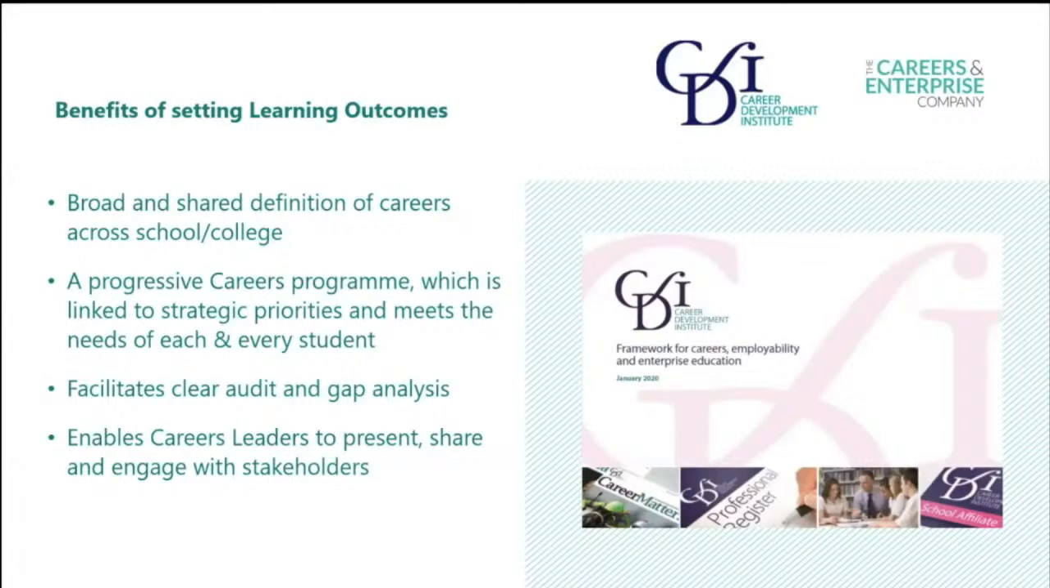So we considered in the Benchmark 1 workshop how learning outcomes provide a clear definition of careers for your particular school and college, thus allowing staff to absolutely recognise what you mean by careers. What is the specific expectation of them in terms of embedding careers into their curriculum?